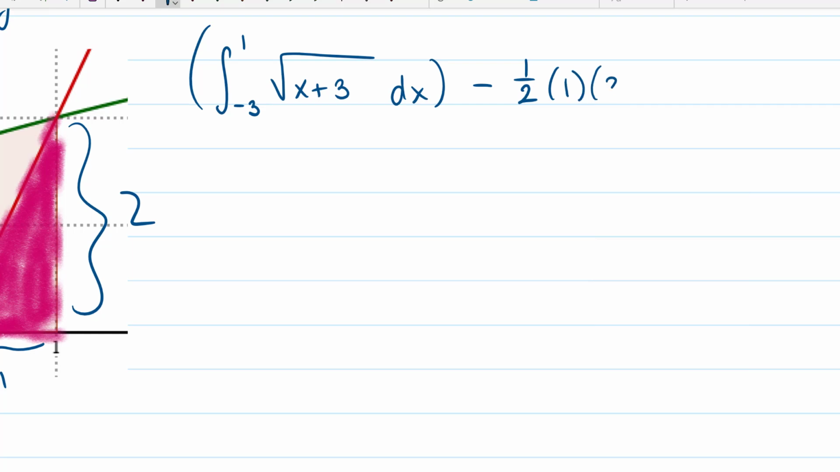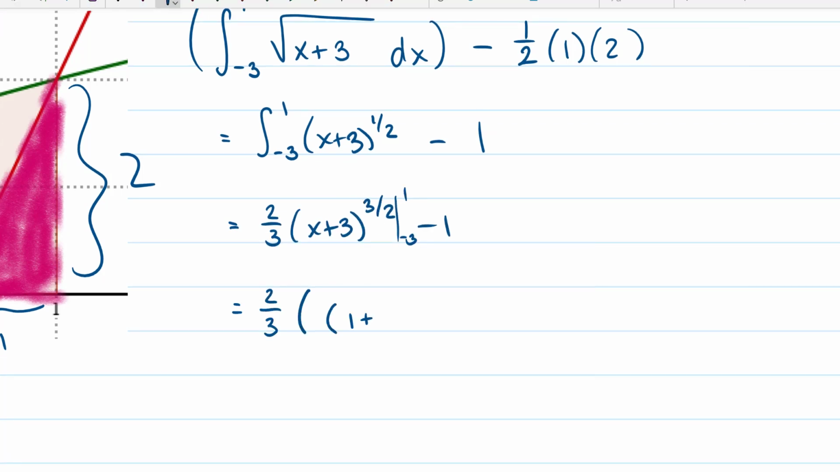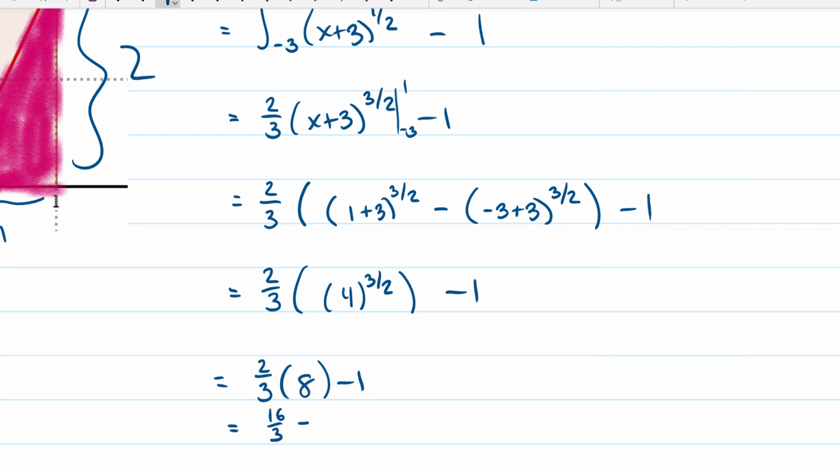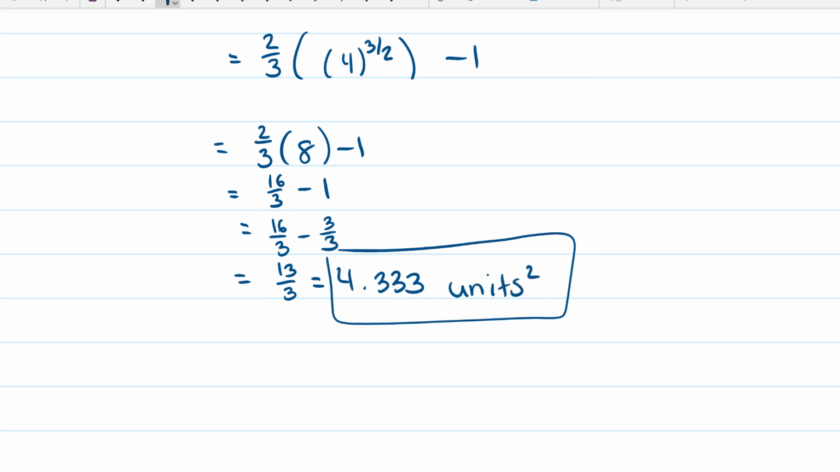So times 1 times 2, and this is going to become the integral from -3 to 1 of x plus 3 to the 1/2 minus 1. To integrate this, you're going to use a u-substitution, and you'll end up getting 4.333 units squared.